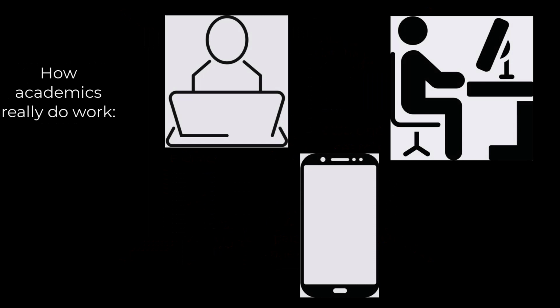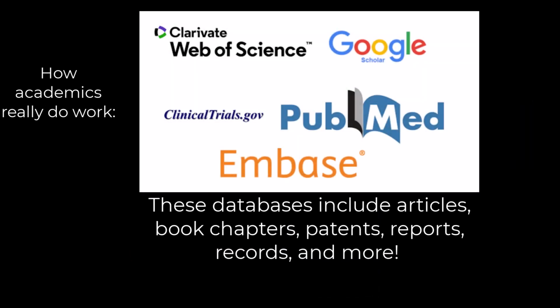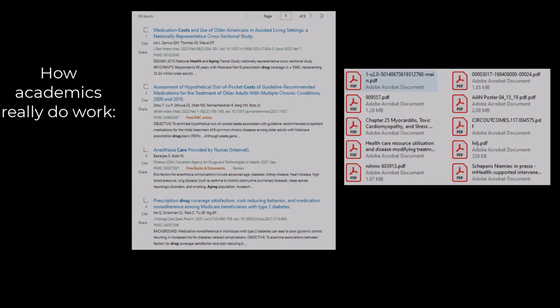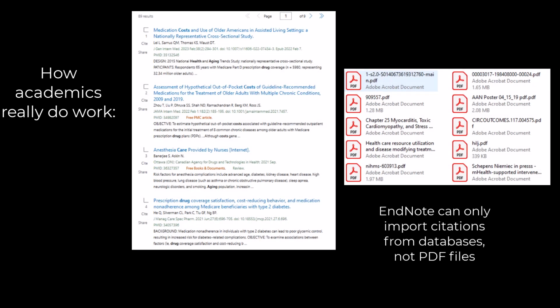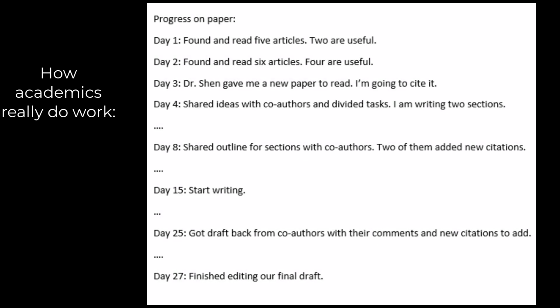Work happens on many devices and computers. You search a variety of databases and use a variety of publication types. EndNote only allows you to import citations from databases. You typically read the whole item before you decide to cite it, and EndNote cannot import citations directly from PDF files. You skip back and forth between these steps and perform some multiple times.